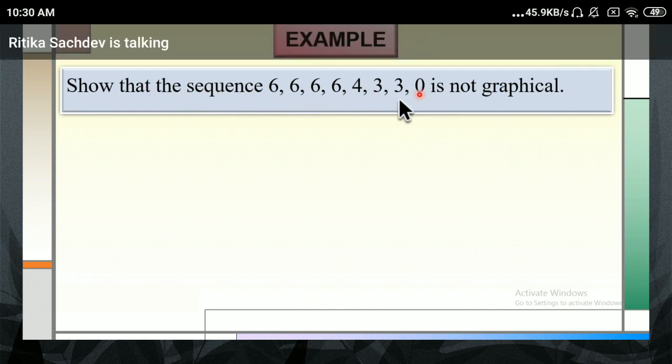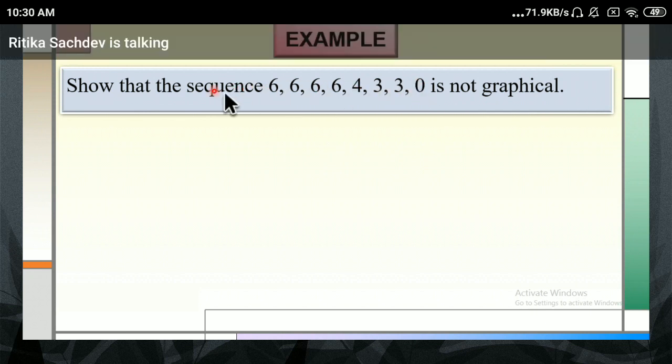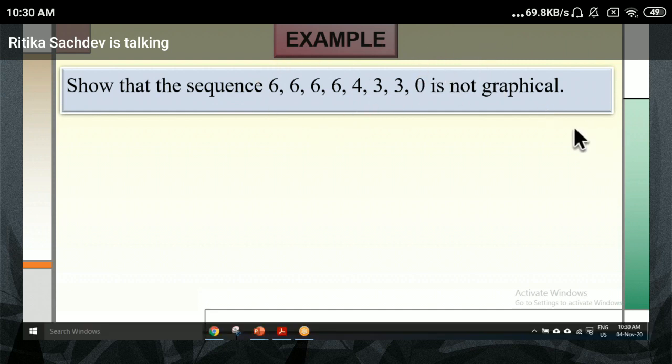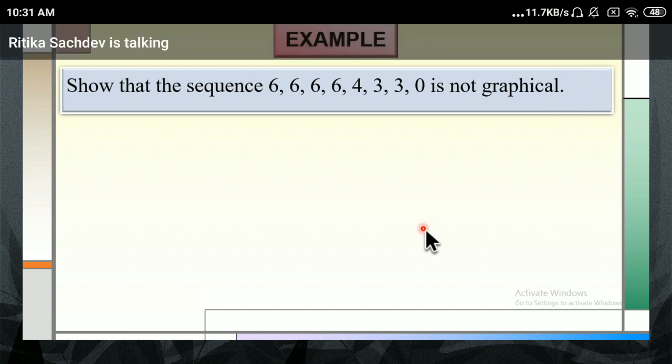Now it says show that this sequence is not graphical. Please add up all the numbers and tell me whether it is even or odd, or give me the actual sum of this. Okay. The total sum is 34. So outright, I cannot reject that the graph does not exist.